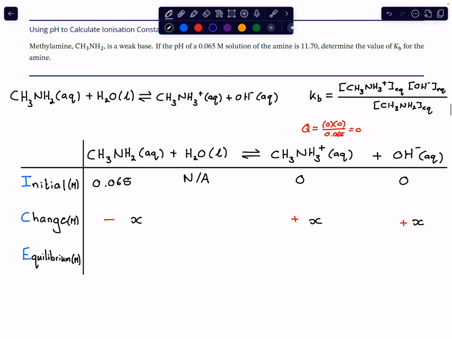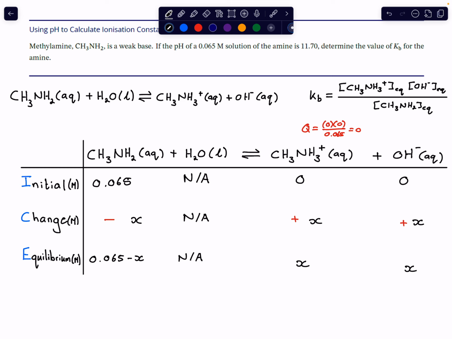So then at equilibrium, we have 0.065 minus x. Of course, there's no change applicable for the water. At equilibrium, the water's concentration is not applicable because technically all those values are just one. We don't put it in the ionization constant expression, so we just ignore it.